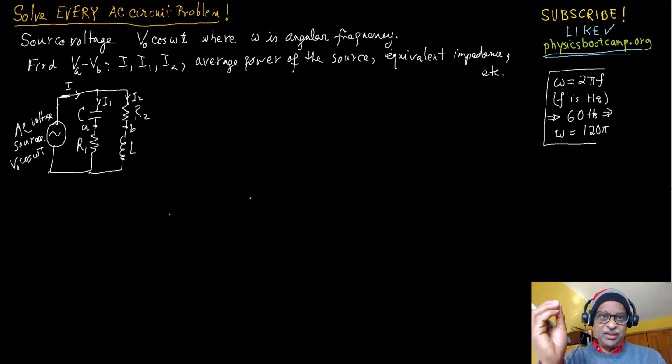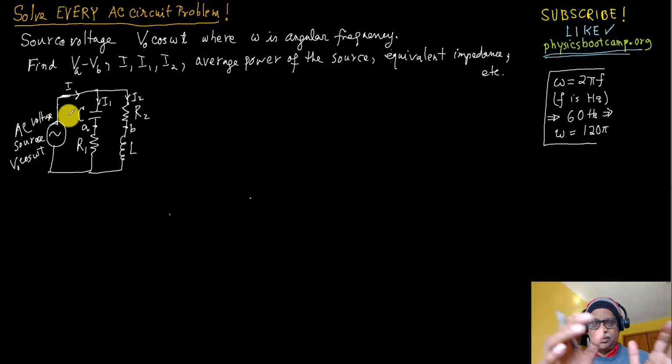So the question is, if we have an AC circuit with one source, here, and it can be connected in many different configurations, and you might even have a resistor here, an inductor here. You can have a complicated circuit. This circuit is going to illustrate that technique, but you can use that technique to solve any AC circuit problem.